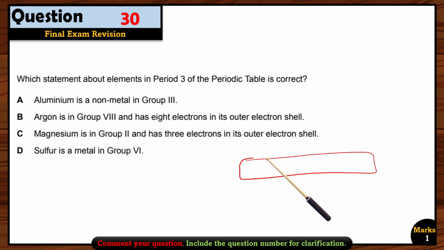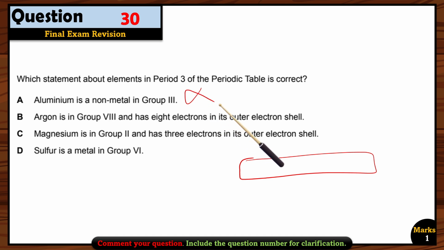Now let's see one by one. Aluminium is a non-metal in group 3. All the elements that belong to groups 1, 2 and 3 are actually metals, or maybe they can be metalloids. Okay, boron or gallium is like a metalloid, but aluminium, of course, is a metal, so that option is wrong. Now let's see argon.